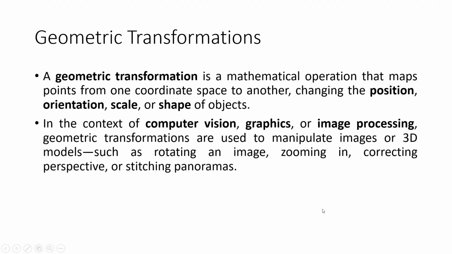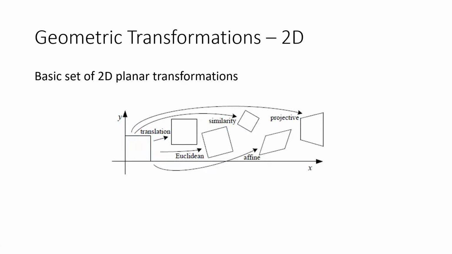Particularly, it will be useful in manipulating objects, images, or 3D models, such as rotating an image, zooming in, zooming out, correcting the perspective, or stitching panoramas. Panoramas you may have seen in camera, mobile phones. We have 2D geometric transformation as well as 3D geometric transformation.